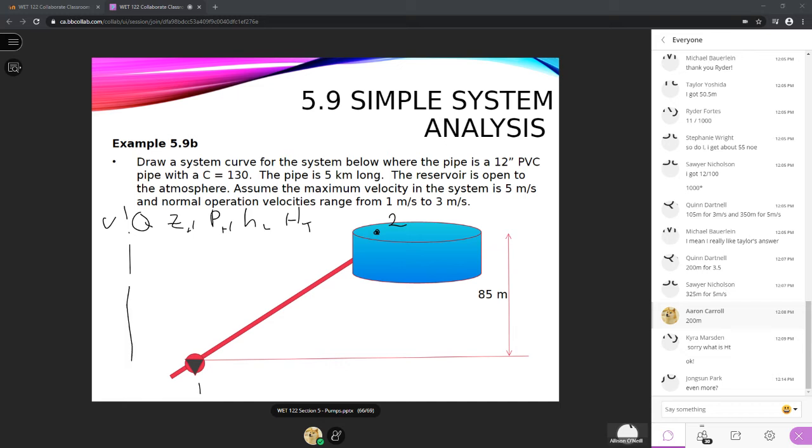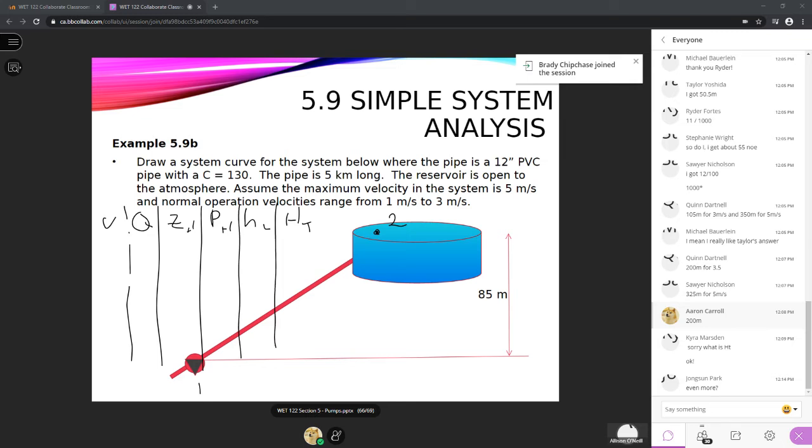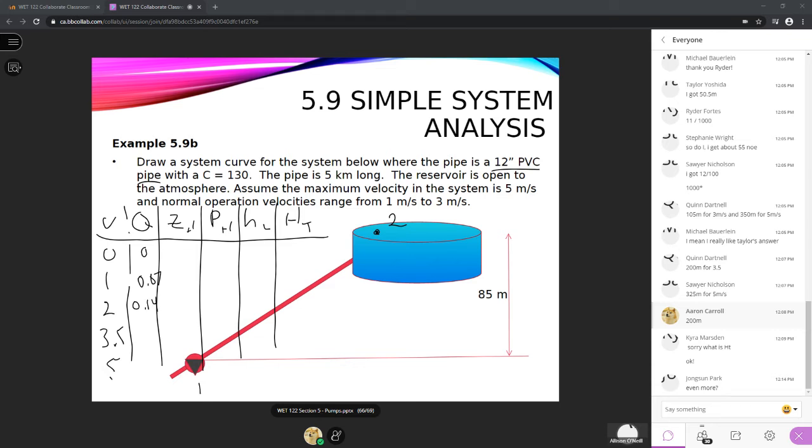Just for convenience's sake, we are going to use the same velocities, 0, 1, 2, 3.5, and 5. And because our pipe is the same, a 12-inch PVC pipe, our flow rates are going to be the same as the last example, so we don't have to recalculate those. That makes things a little faster.